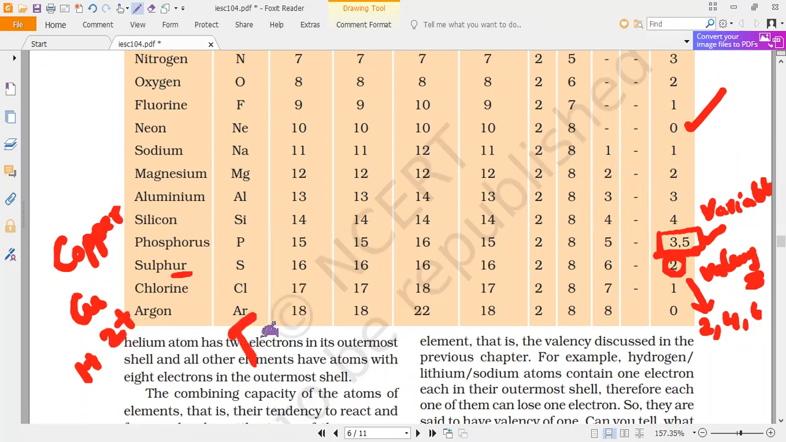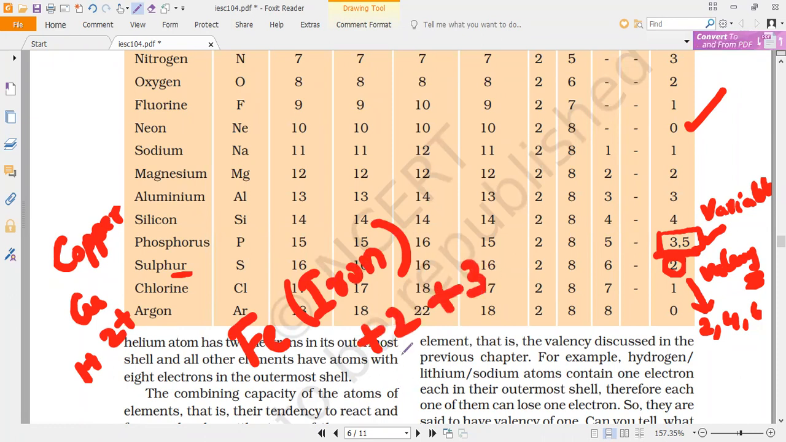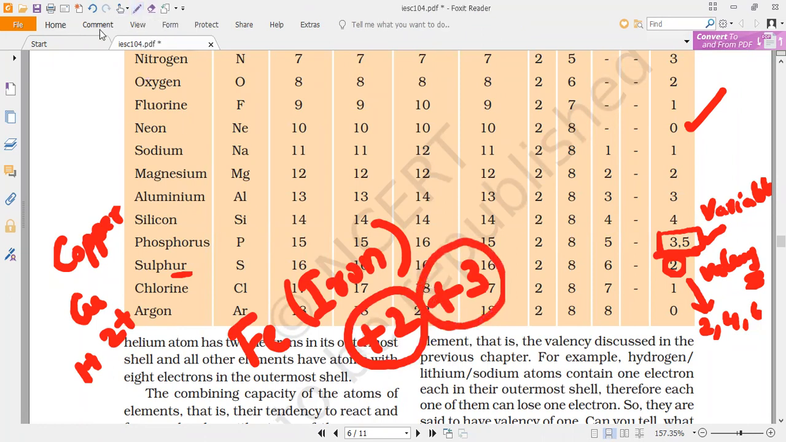If you take iron, what is the symbol of iron? Everybody? Iron valency is +2 as well as +3. Means sometimes it will donate 2 electrons, sometimes it will donate 3 electrons. So like this we used to call it variable valency. This is the third type of valency which I am telling you. That is what we call variable valency.